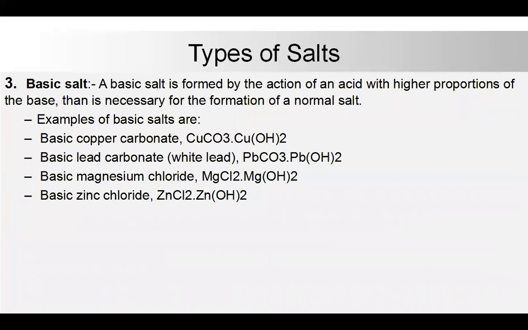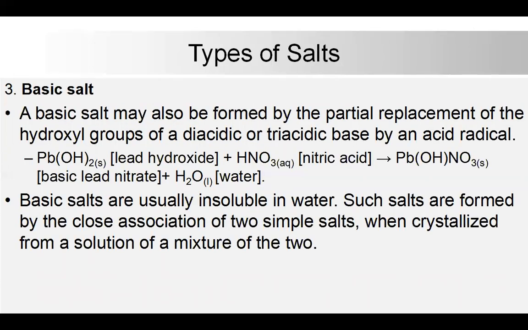Moving on, the other type is basic salt. Basic salt is formed by the reaction of an acid with a higher proportion of base than is necessary for the formation of a normal salt. Examples of these basic salts are basic copper sulfate, basic lead carbonate, basic magnesium chloride, and basic zinc chloride. Basic salt may also be formed by partial replacement of the hydroxyl groups of a diacidic or triacidic base by an acidic radical.